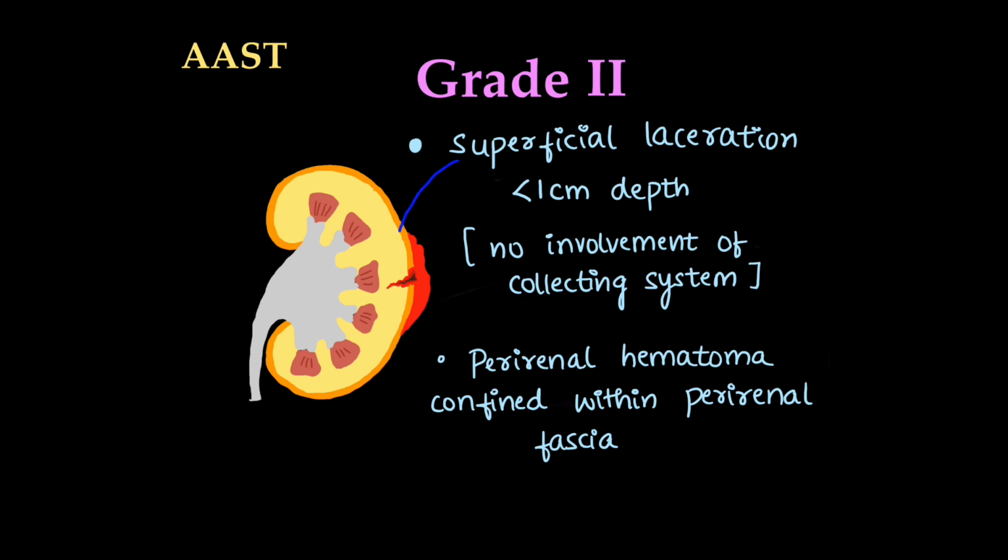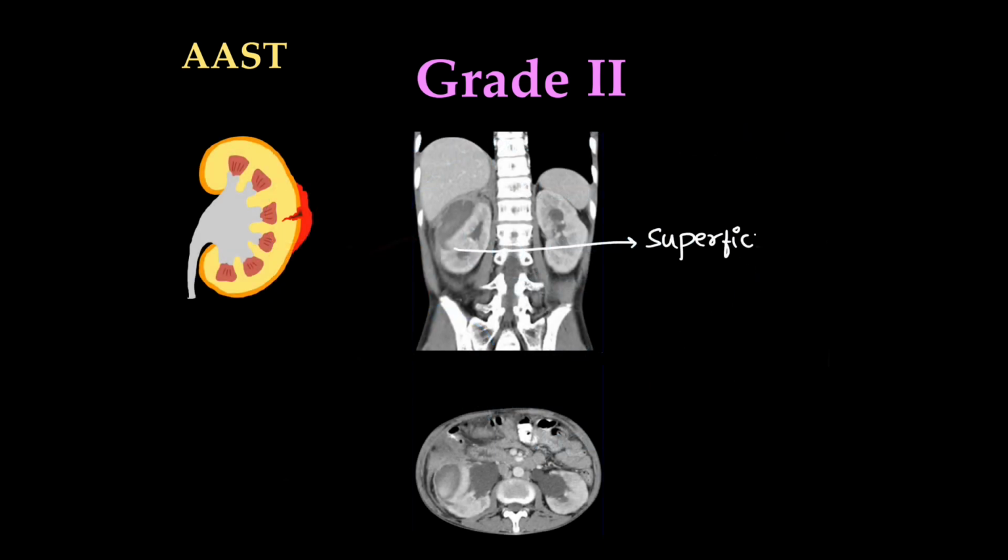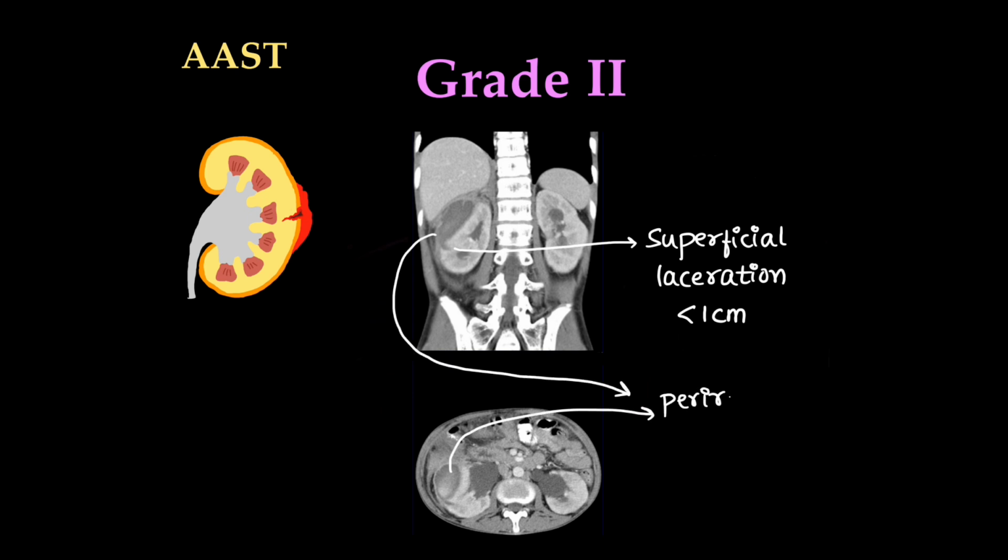Now we'll see how this looks on the CT scan. We have sagittal and axial images. Here we can see superficial laceration less than 1 centimeter deep with perirenal collection, which is confined within the perirenal fascia.